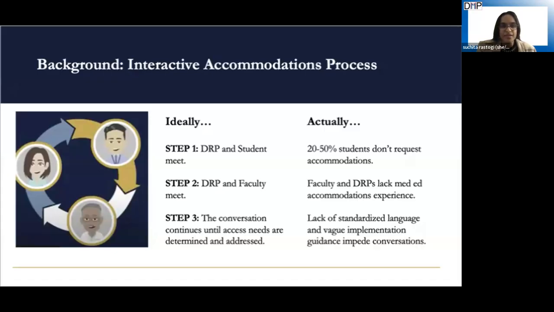But in reality, at least 20% of medical students with disabilities don't request accommodations, so they don't even begin the interactive process. And then when the interactive process does take place, it often functions suboptimally for a few different reasons. The first reason is that many faculty and disability resource professionals lack experience with accommodations that are specific to medical education contexts. The second reason is that there's a lack of standardized language in accommodations letters, and that creates confusion for all stakeholders. And finally, guidance on how to implement these supports in clinical settings is often vague or inconsistent.